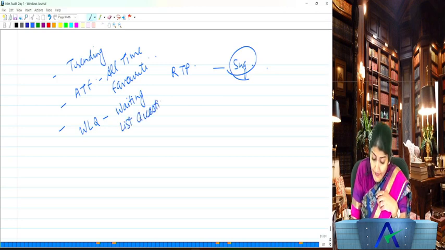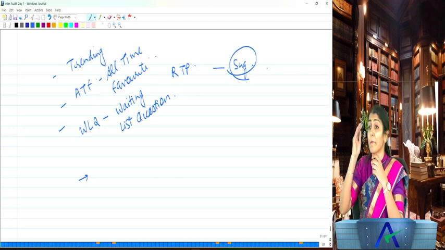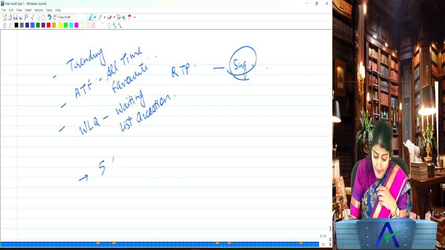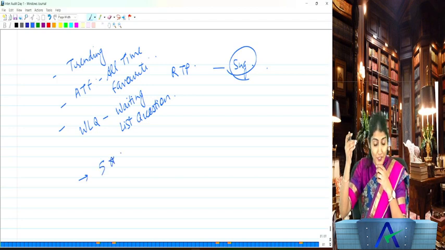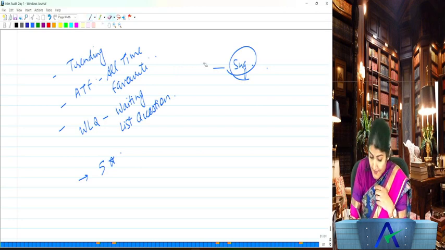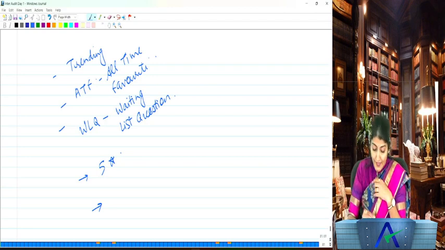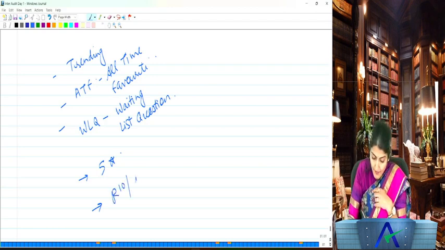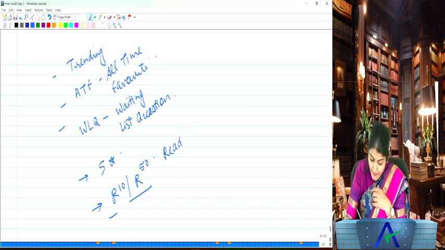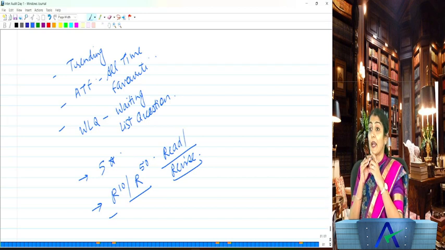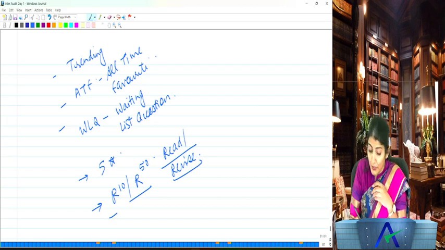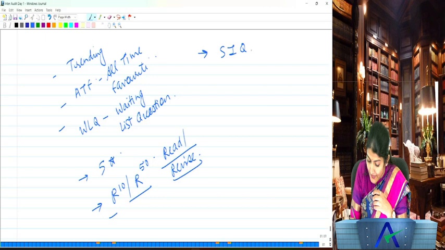Then some questions you find important, you mark as 5-star, important question. Then some questions you need to revise a number of times before the exam, so you mark them as R raised to 10 or R raised to 50. What is R raised to 10? Read, revise 10 times before the exam. R raised to 50 is 50 times before the exam. Then you have some SIQ, that is the super important question.